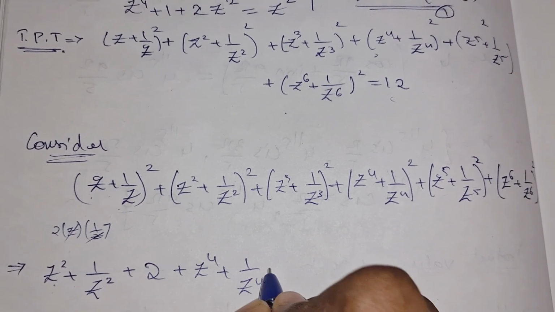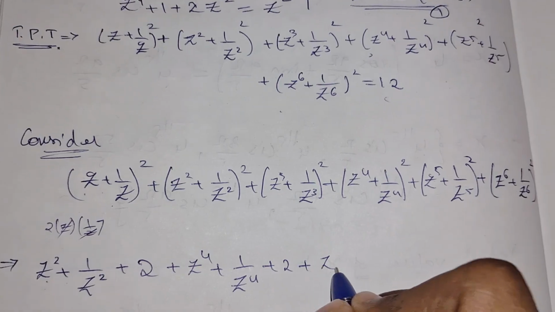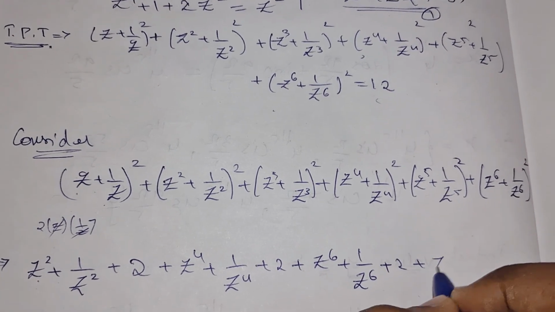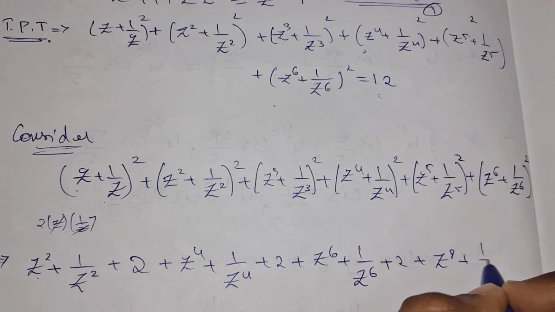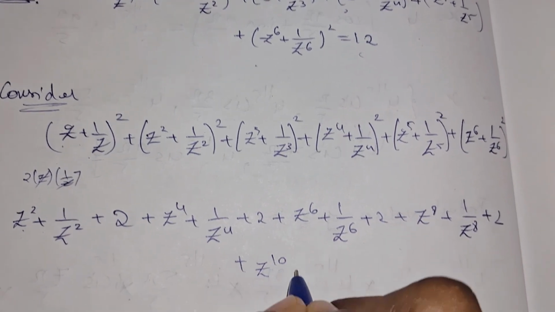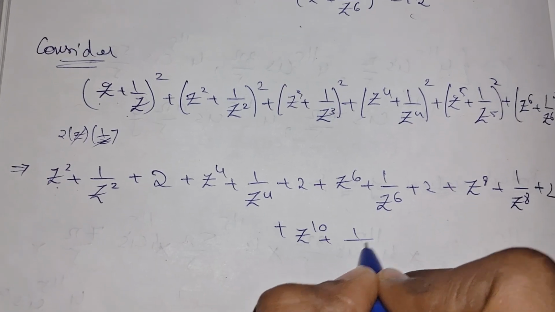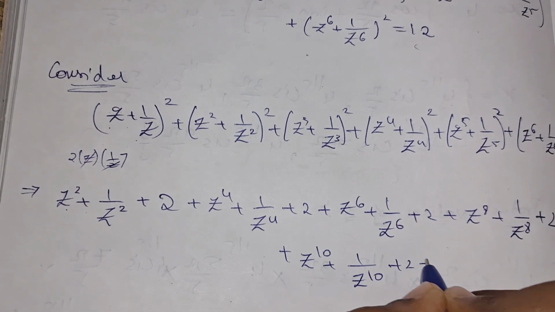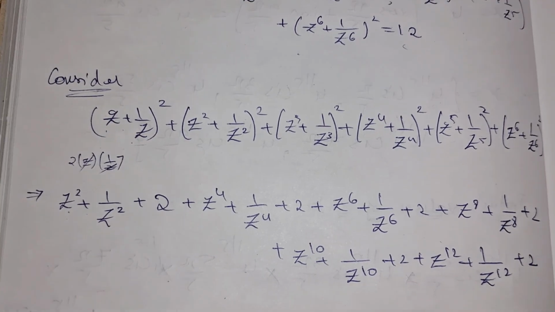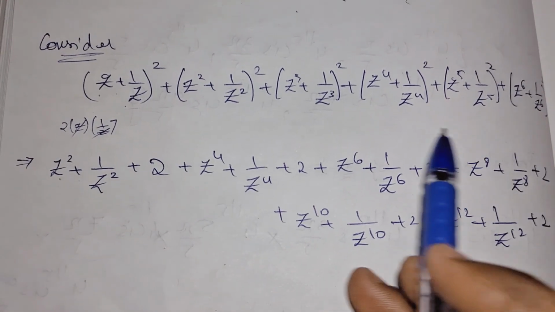So z square plus 1 by z square plus 2, plus z to the power 4 plus 1 by z to the power 4 plus 2, plus z to the power 6 plus 1 by z to the power 6 plus 2, plus z to the power 8 plus 1 by z to the power 8 plus 2, plus z to the power 10 plus 1 by z to the power 10 plus 2, plus z to the power 12 plus 1 by z to the power 12 plus 2 you will get, isn't it?